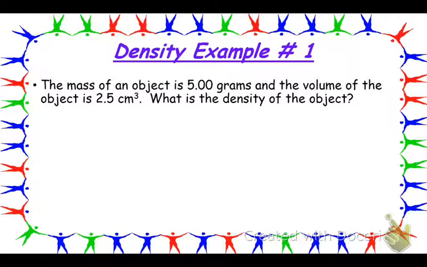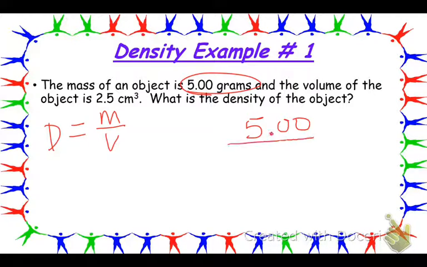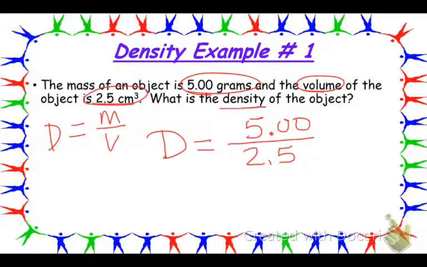So density is m over v. We have that 5 grams there. Grams is a mass, so I have 5.00, and remember, we need all these for sig figs. And 2.5. So 2.5 centimeters cubed is the volume, so that's going to go down here. And we want to find D, which is good because that's the only thing we do not have.